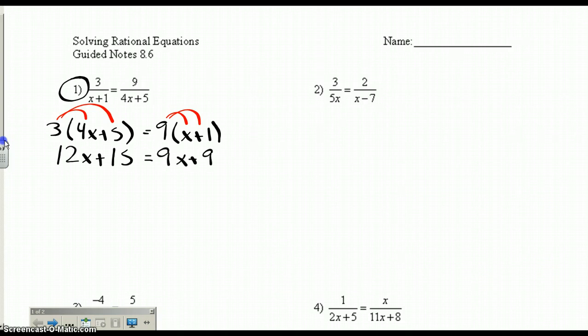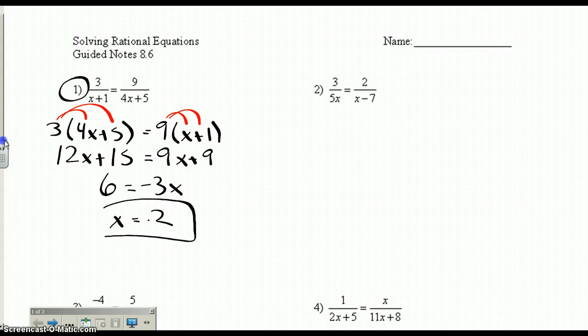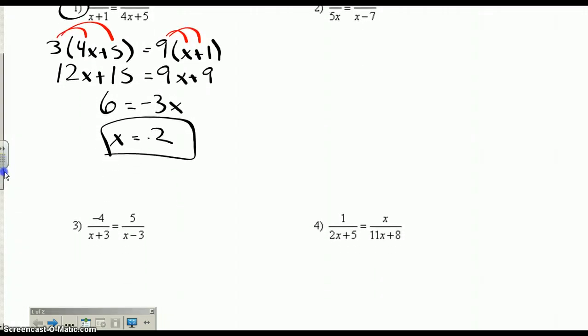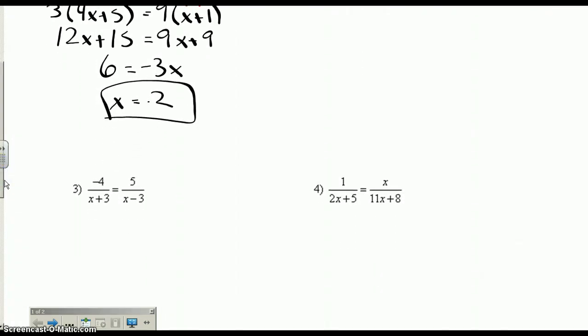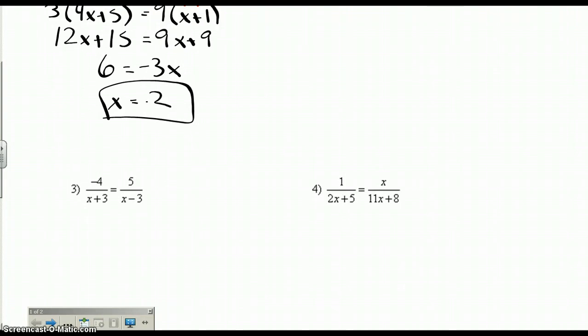And now I'm just going to solve for x. Subtract 9 over here, so I get 6. I'm going to subtract 12 right there, so I get negative 3. Divided by negative 3, x equals negative 2. Okay, so that's number 1. Let's skip down to number 3 and 4. Number 2 you'll have to do on your own in a second.